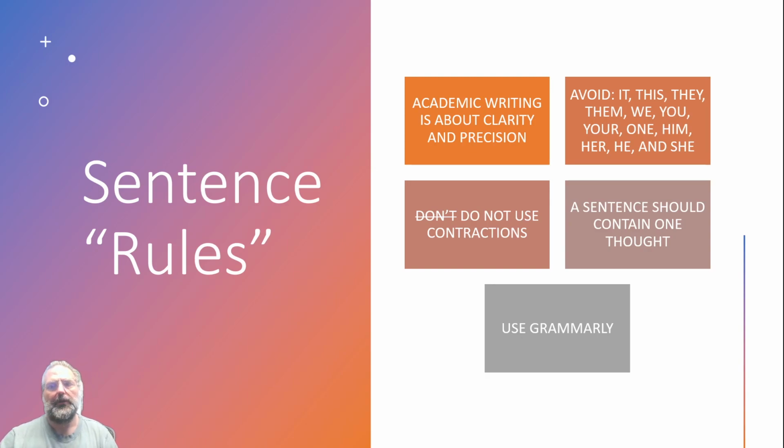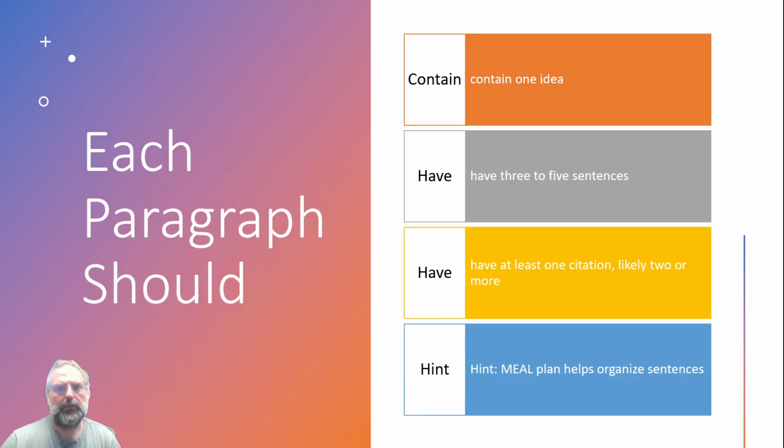You do want to use Grammarly. It is an excellent tool. It will help you become a better writer, not just get better grades. It will actually improve your writing over time. And each paragraph should contain an idea. It should have 3 to 5 sentences, at least one citation, likely 2 or more. And you'll want to use the meal plan, which we'll talk about here in a second.